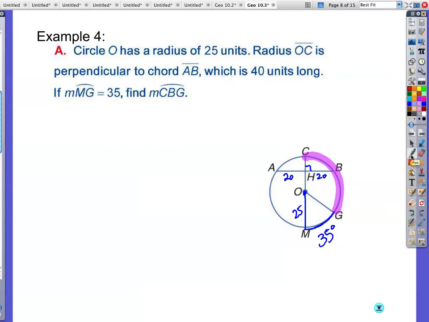All right, so here we go. If this is 35 degrees, then isn't this going to be 35 degrees? Oh yeah, it would, wouldn't it? This is a diameter, so if I have 180 minus the 35, then I'm going to have 145 degrees here. Isn't the central angle congruent to the arc? Oh yeah, so CBG is equal to 145 degrees. So hold on, how am I going to write this? Measure of arc CBG is equal to 145 degrees.